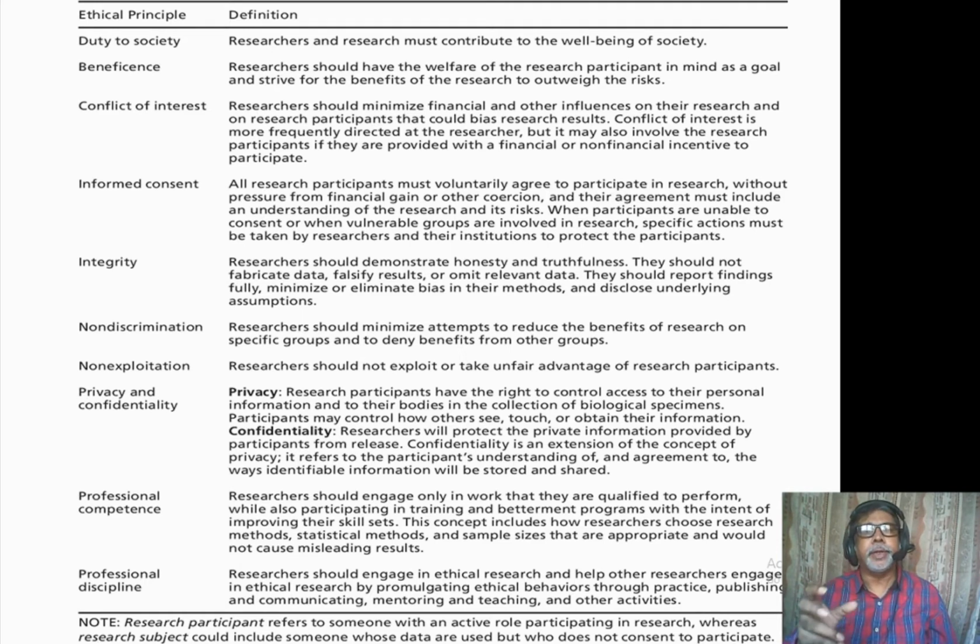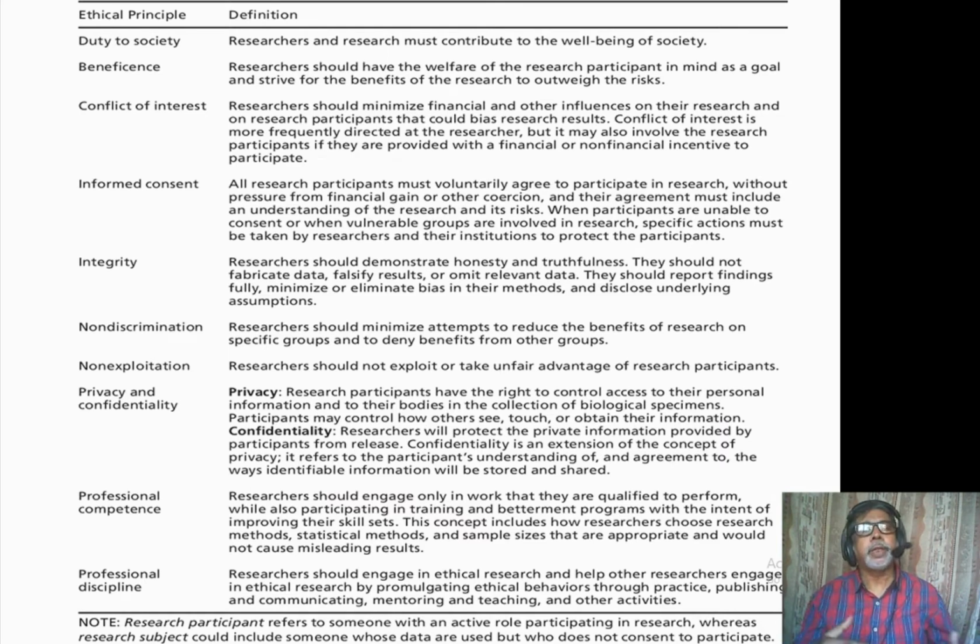Then the question of integrity is very important, which is very much related to honesty and truthfulness. The researchers should demonstrate honesty and truthfulness. They should not fabricate data. They should not falsify the results or purposefully omit the relevant data. They should report the findings fully, minimizing or eliminating the bias in their methods and disclose everything underlying the assumptions. So that is a very important ethical principle in science research.